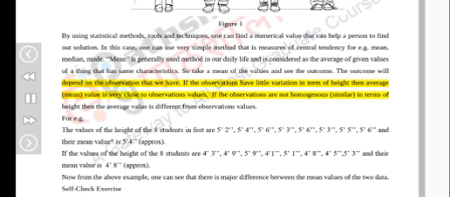The outcome will depend on the observations that we have. If the observations have little variation in terms of height, then the average mean value is very close to the observation values. If the observations are not homogeneous, not similar in terms of height, then the average value is different from the observation values.